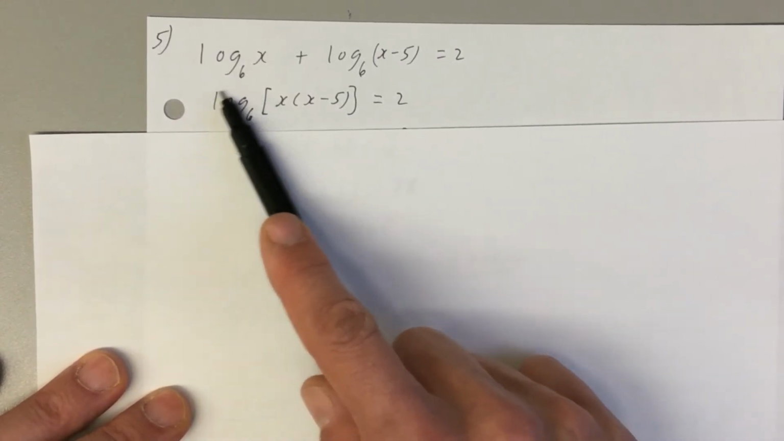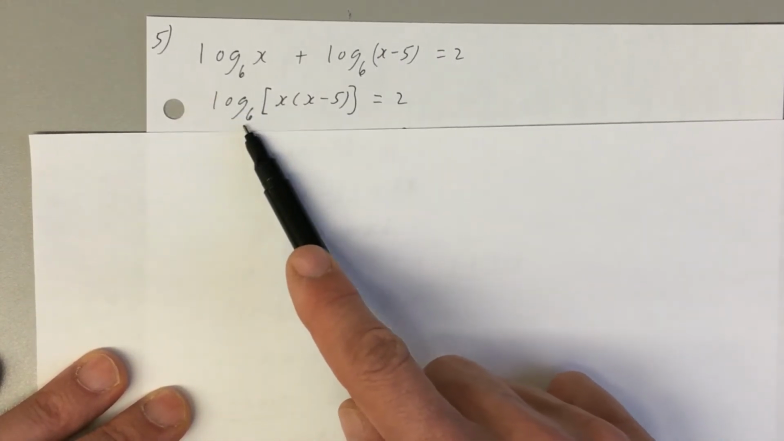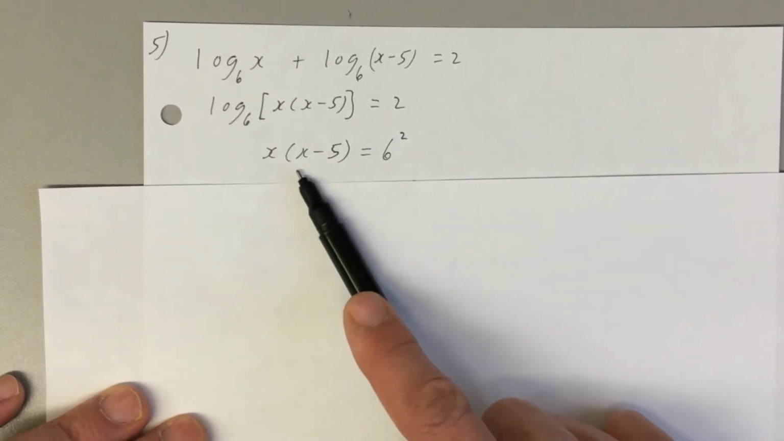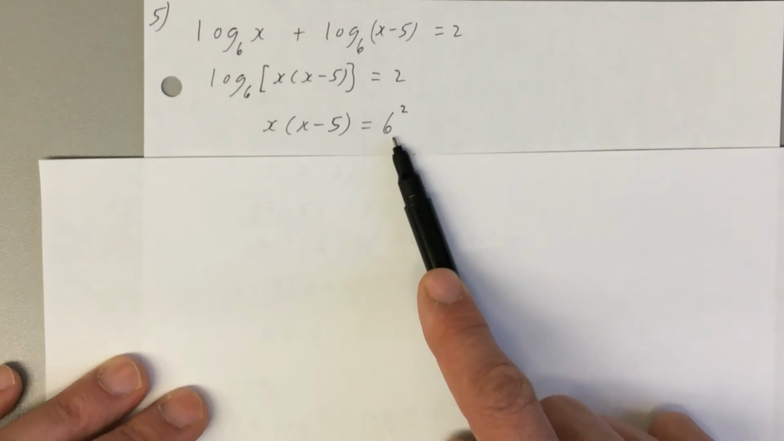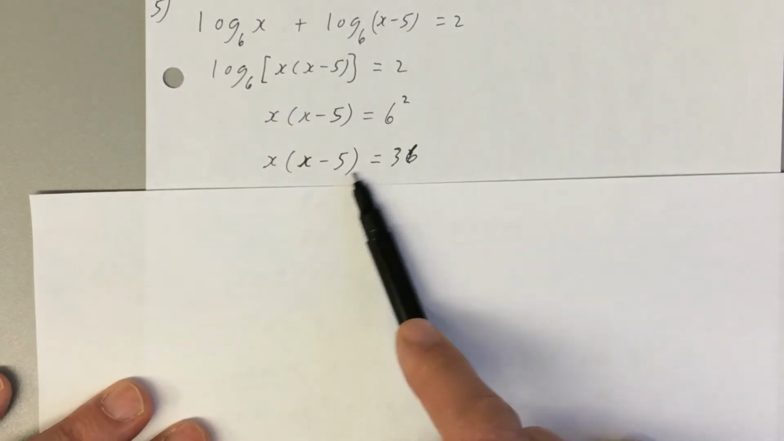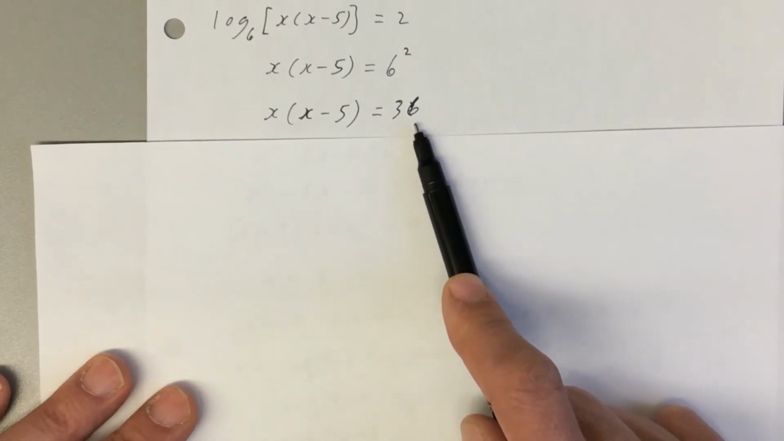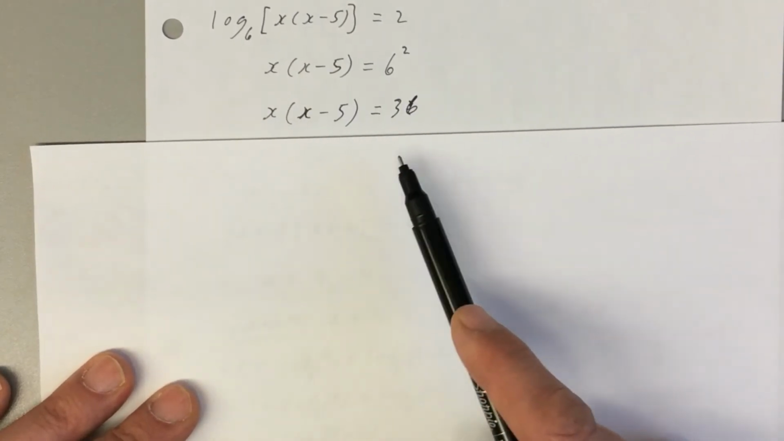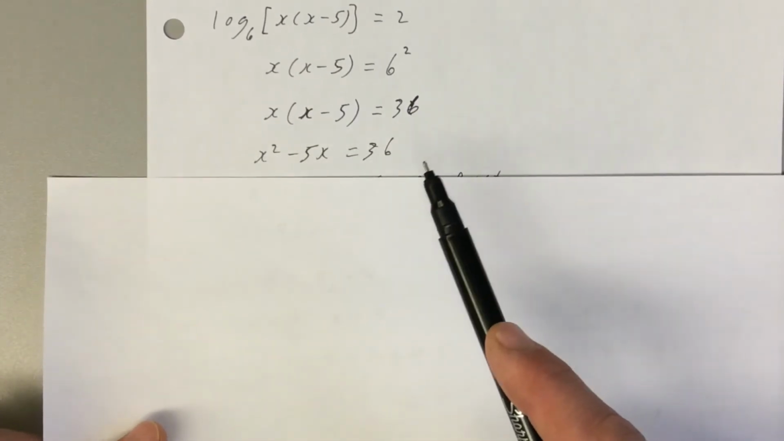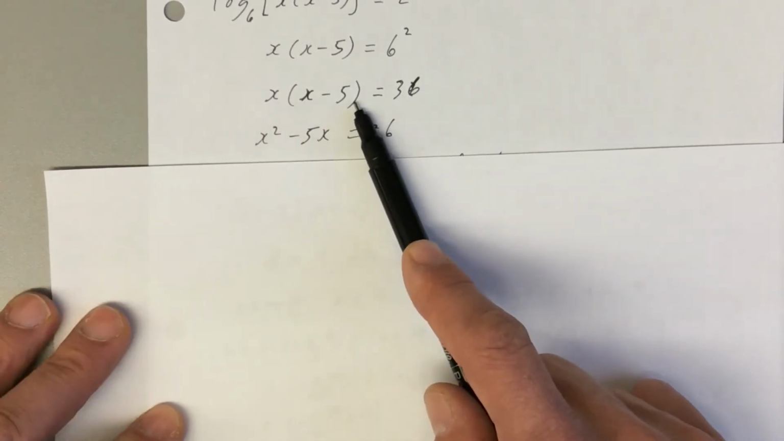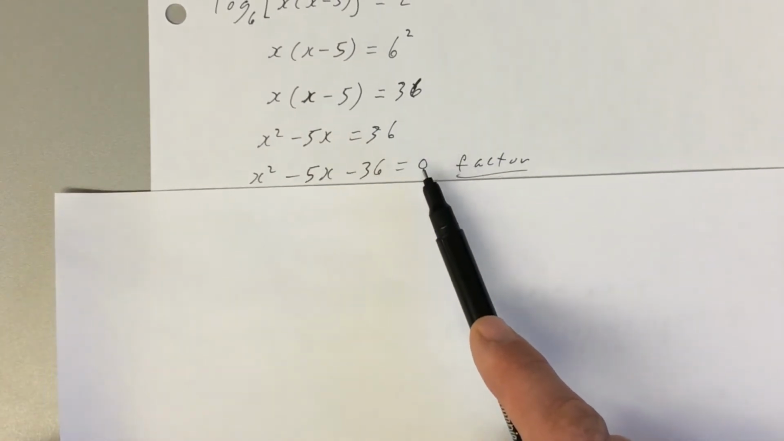Okay. And now we can get rid of the log base 6 by using 6 as the base for an exponent over here. We've got x times x minus 5 equals 6 squared. Okay. X times x minus 5 equals 36. So now we've got a quadratic equation. We need to expand it all, simplify it, and bring it all over to one side so we could possibly factor it. Okay. So we expand the left side, bring the 36 over.